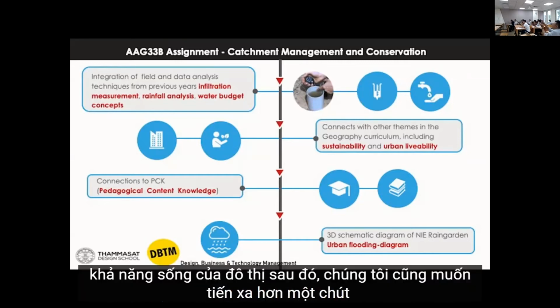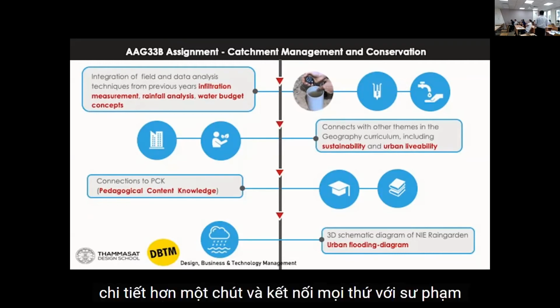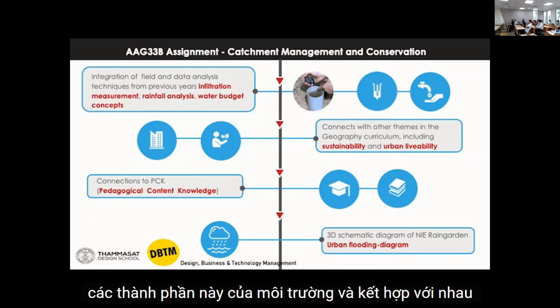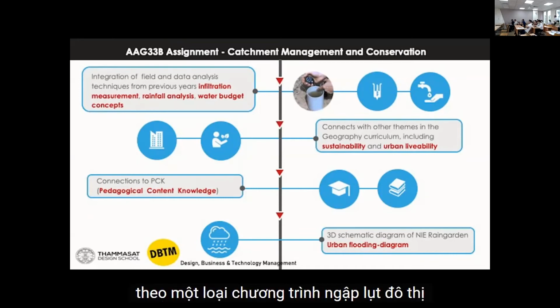We also then wanted to take things a step further, a little more detail, and connect things to pedagogical content knowledge with respect to modeling and tying all of these components of the environment and IoT together under an urban flood kind of program.